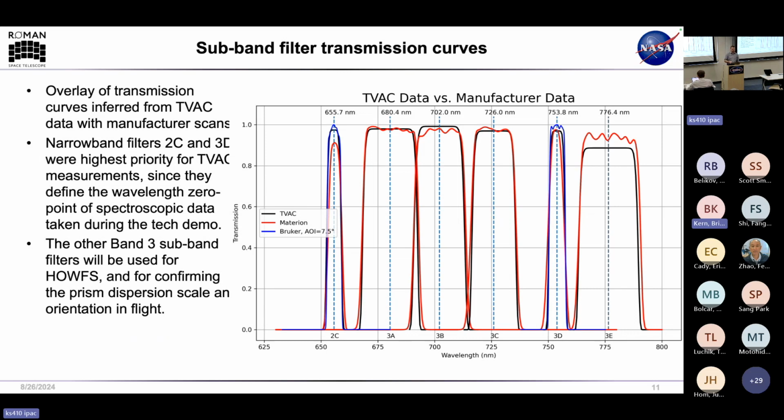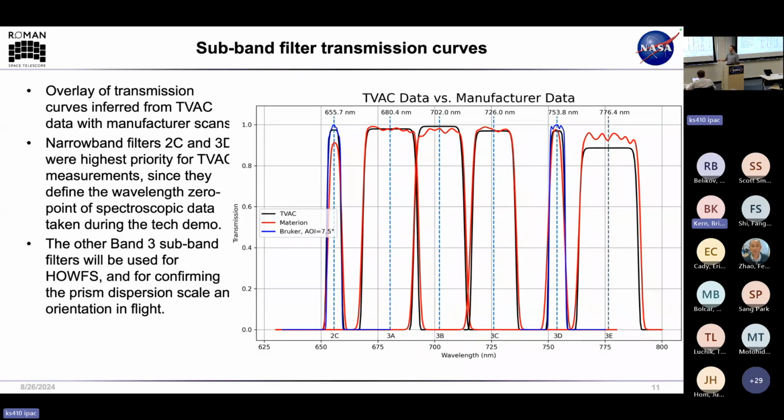The key filters are 2C and 3D, which have the blue plots as well. So those we actually did some very careful characterizations of. Part of the reason why we did some of this work is we weren't super happy with all of the measurements that we got from the vendor. So we decided to be careful and remeasure them again.